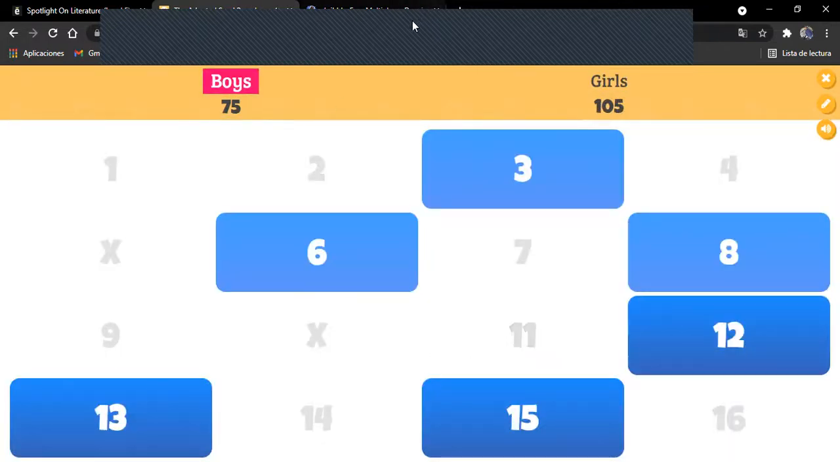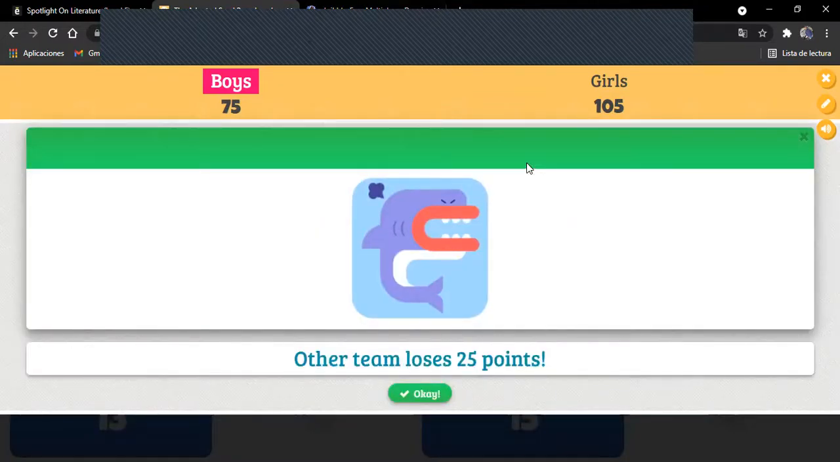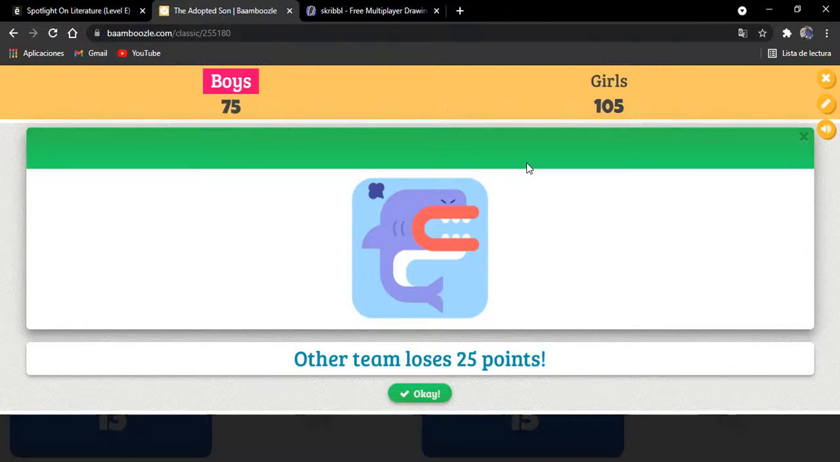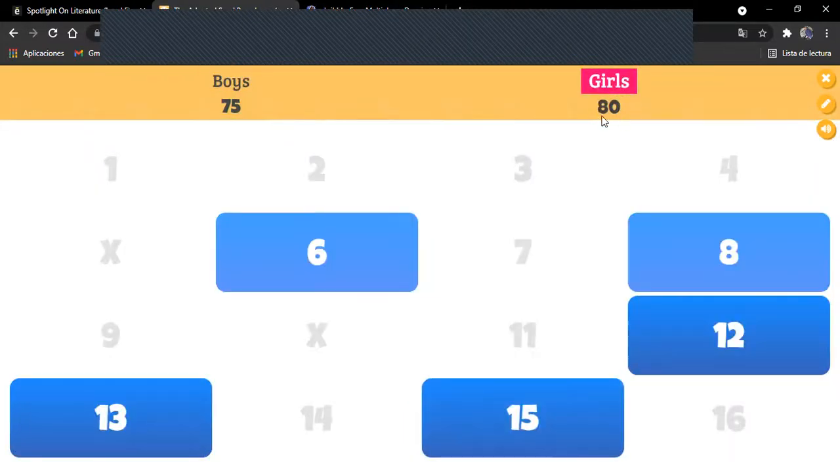Still increasing your lead. 105 versus 75. Boys, you need a power up. Pronto. 3. Thank you. Hey, that is so dirty. The other team loses 25 points. I don't know if you're gonna receive those points, but what I'm sure is that ladies will lose 25. They just lose them and you don't get them. But now you just have a 5-point gap.